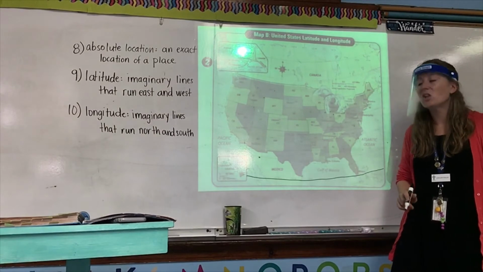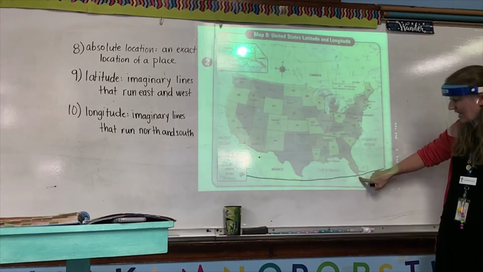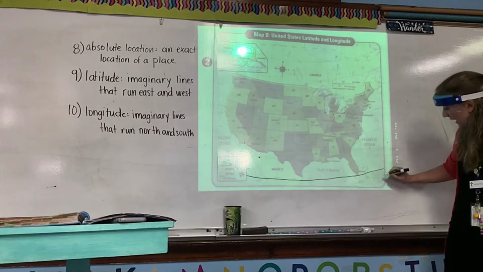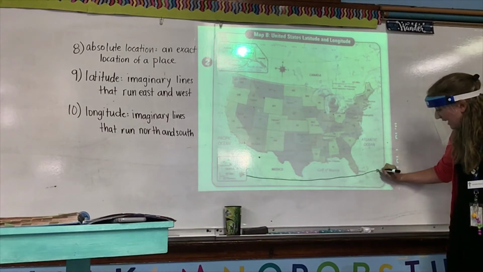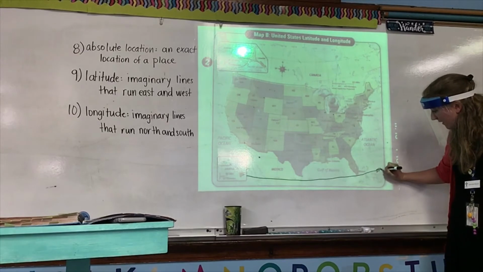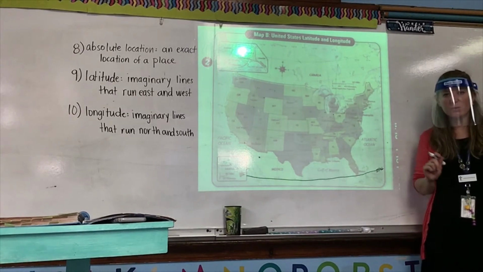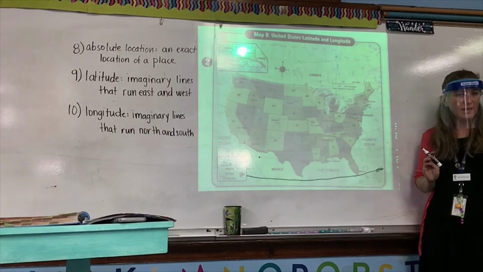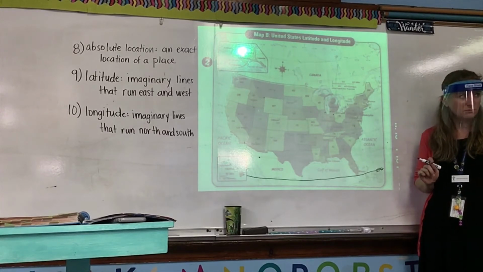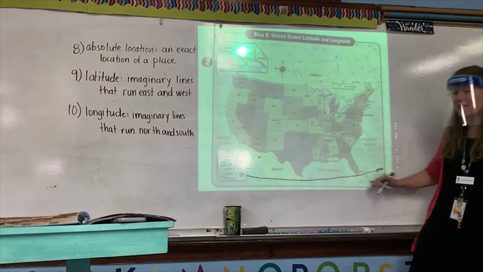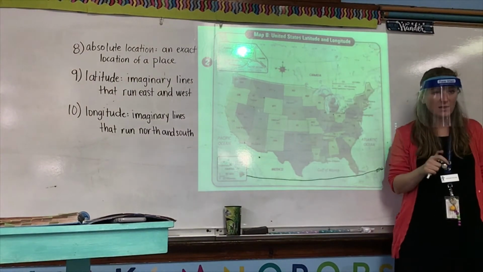Lines of latitude. Well, you can see this line right below Miami. And if you go to the side, you can see it's marked 25 degrees north. Do you see where it's marked 25 degrees north? I wrote pretty much right on top of it. That line of latitude is 25 degrees north of the equator.